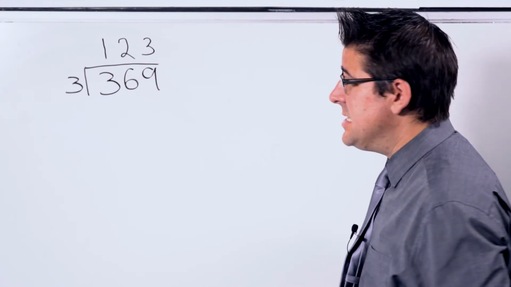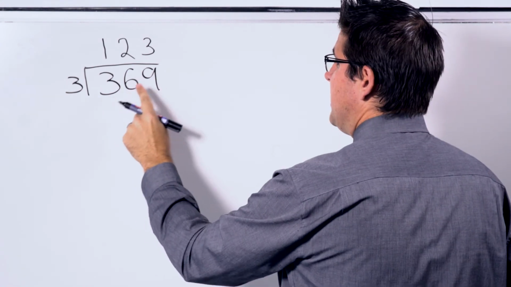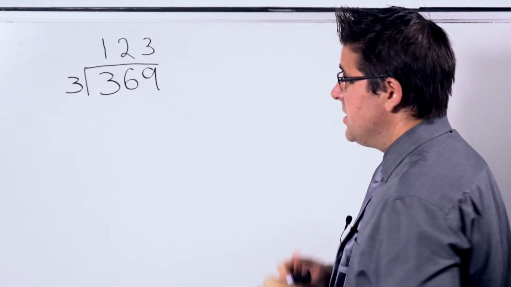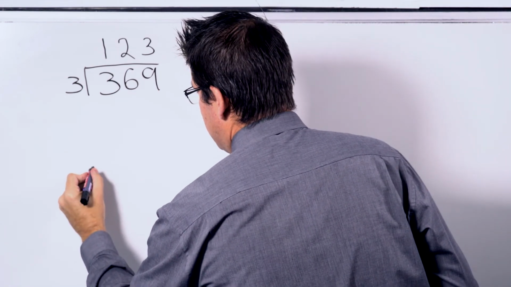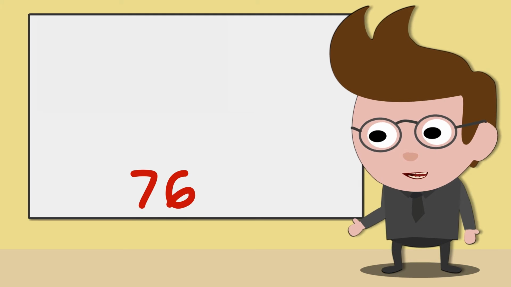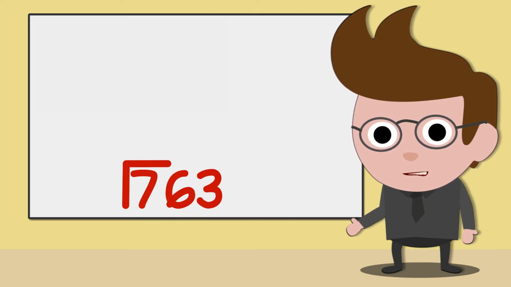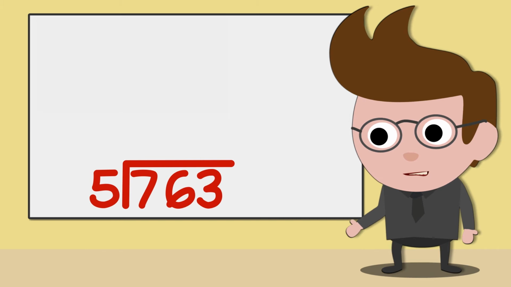It's not always going to be as simple as this. All 3 of these digits are multiples of 3, so our calculation was fairly simple. In our next example, 763 divided by 5, it's going to be a little trickier.